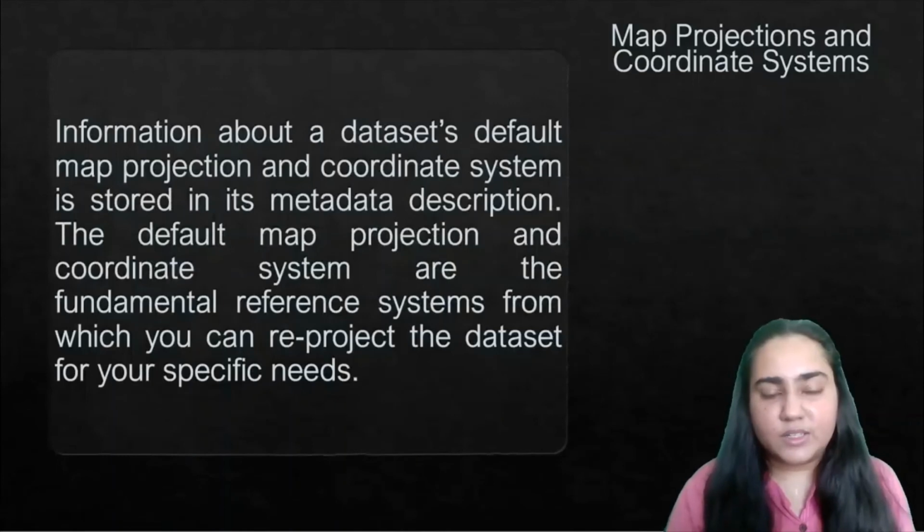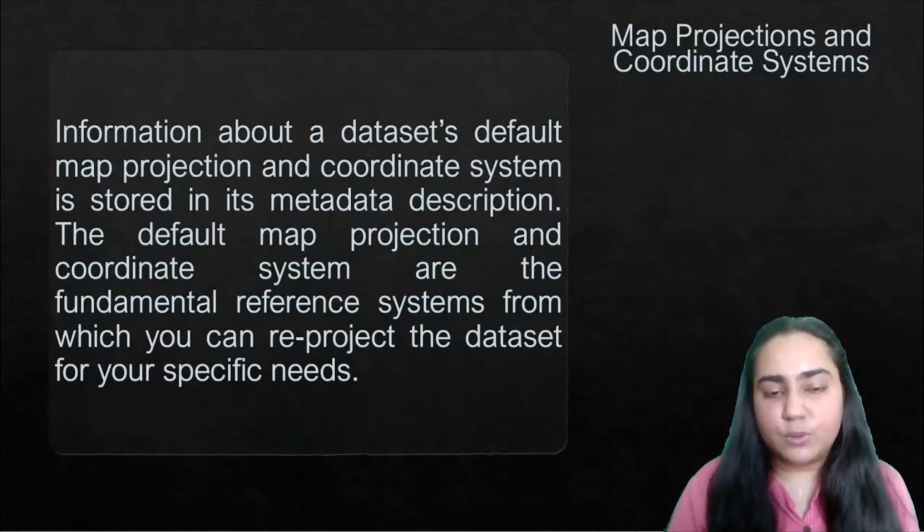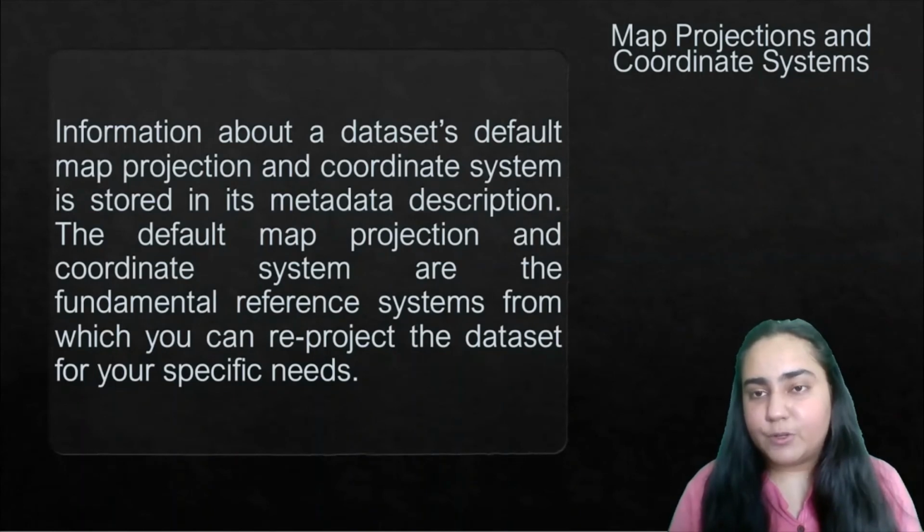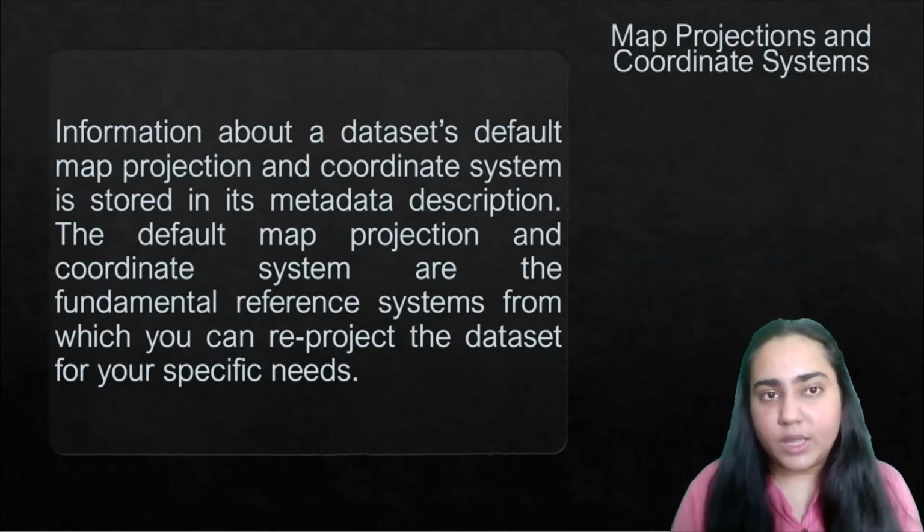Information about a dataset's default map projection and coordinate system is stored in its metadata description. The default map projection and coordinate systems are the fundamental reference systems from which you can reproject the dataset for your specific needs. So I hope you got a clear idea of what map projections and coordinate systems are like.